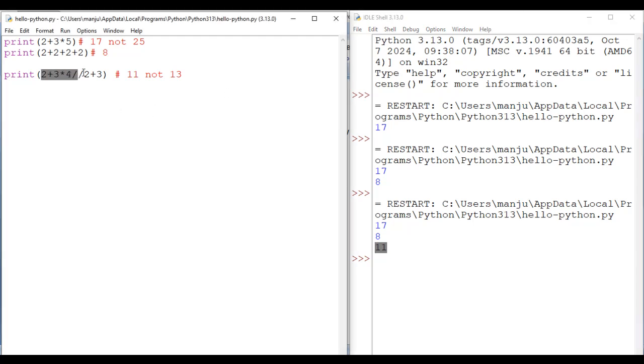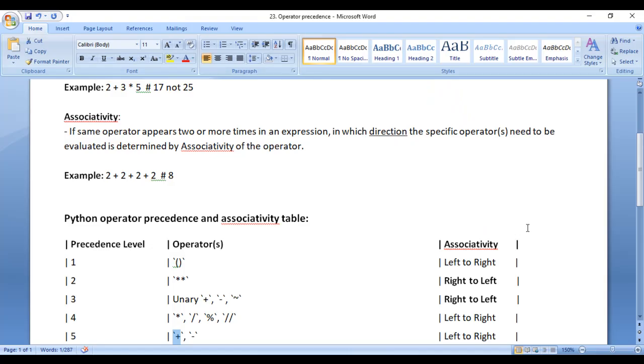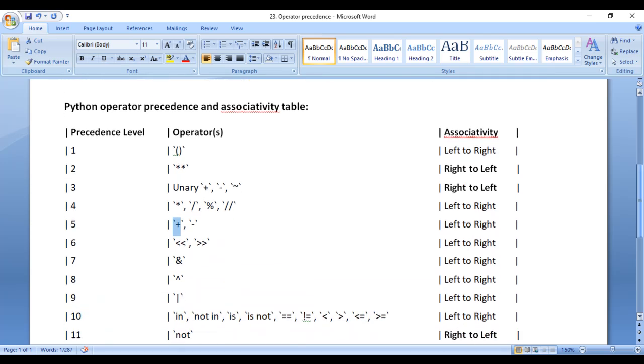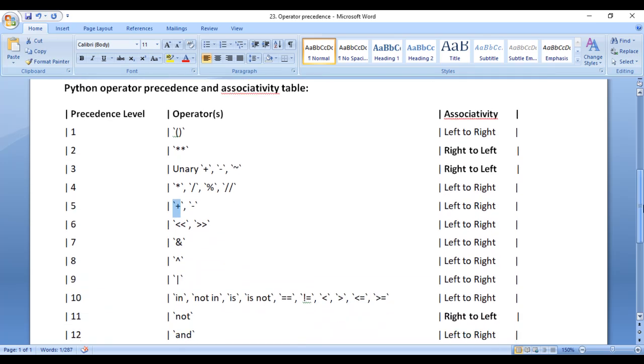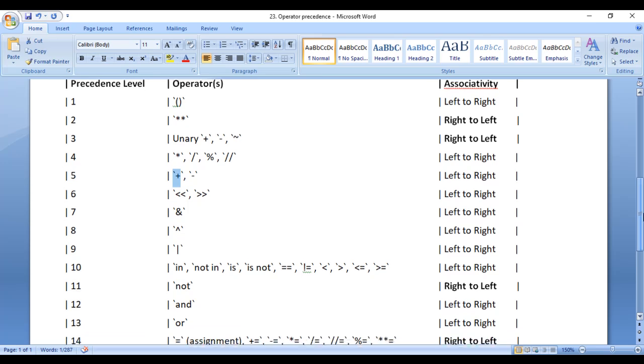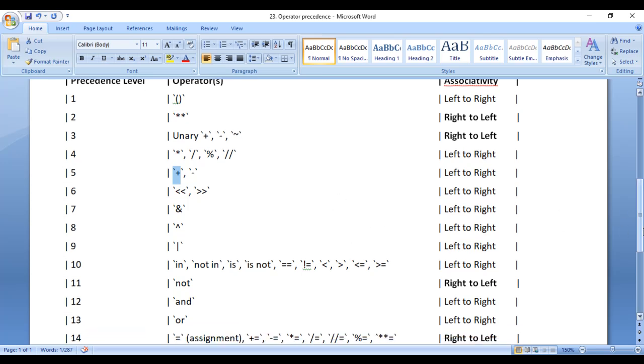So remember, while evaluating any given expression, you should refer to the Python operator precedence and associativity table so that you get the correct result. Okay, so that's it for this video tutorial.